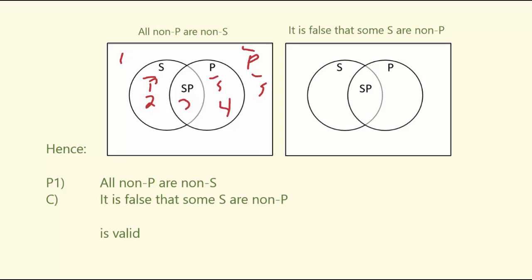Well, if we look at area 2, what we notice is those are non-Ps that are Ss, and that violates the claim that all non-Ps are non-Ss. They need to not be Ss. So we have to get rid of area 2.